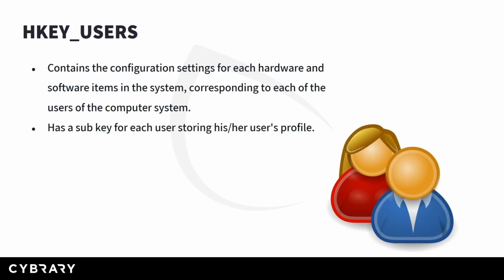HKeyUsers contains the configuration settings for each hardware and software item in the system, corresponding to each of the users of the computer system. The information on the user's folders, choice of themes, colors, and Control Panel settings are stored here as users' profiles. As we analyzed, this hive has a subkey for each user storing his or her user profile. HKeyUsers is sometimes abbreviated as HKU.